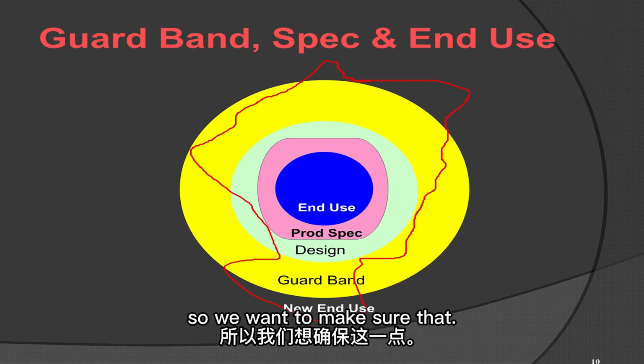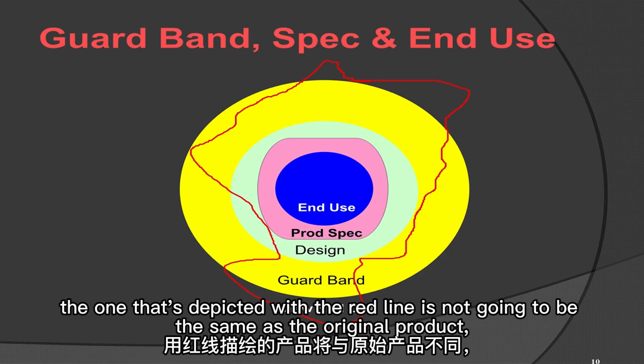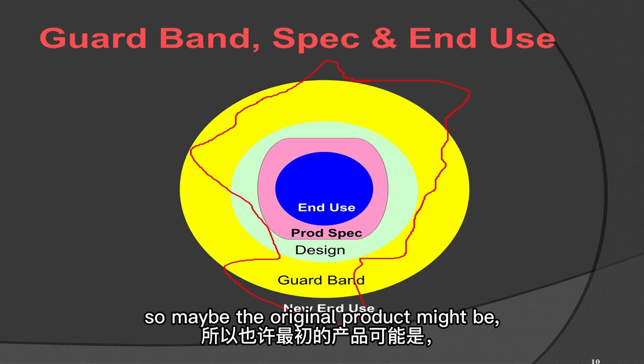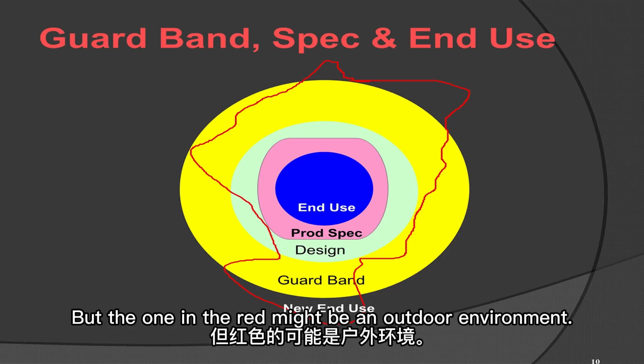So we want to make sure that the guard band in this new end-use environment, the one depicted with the red line, is not going to be the same as the original product. Maybe the original product might be, let's say, a high-end commercial product or high-end requirement product, but the one in the red might be an outdoor environment.